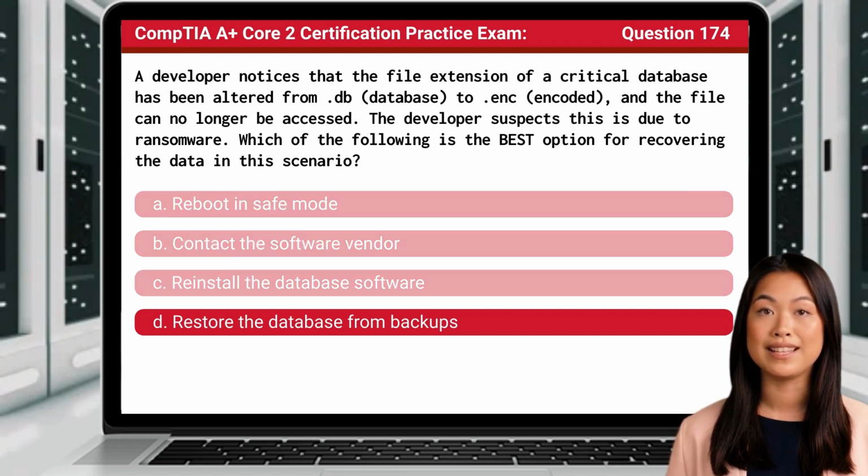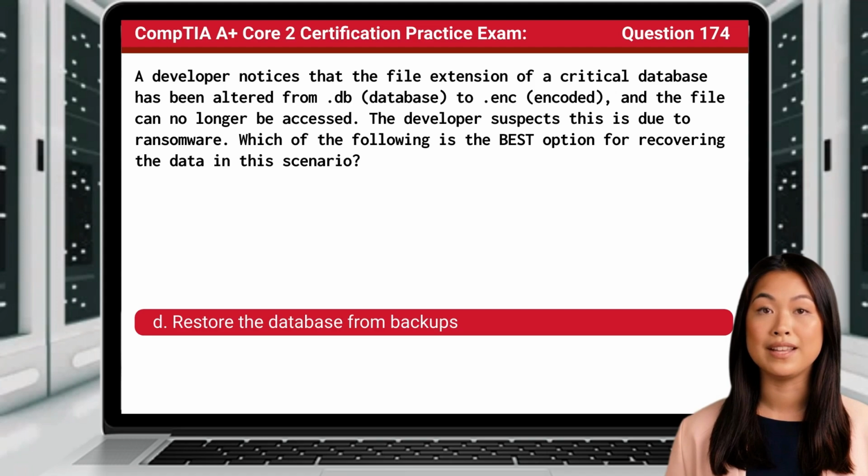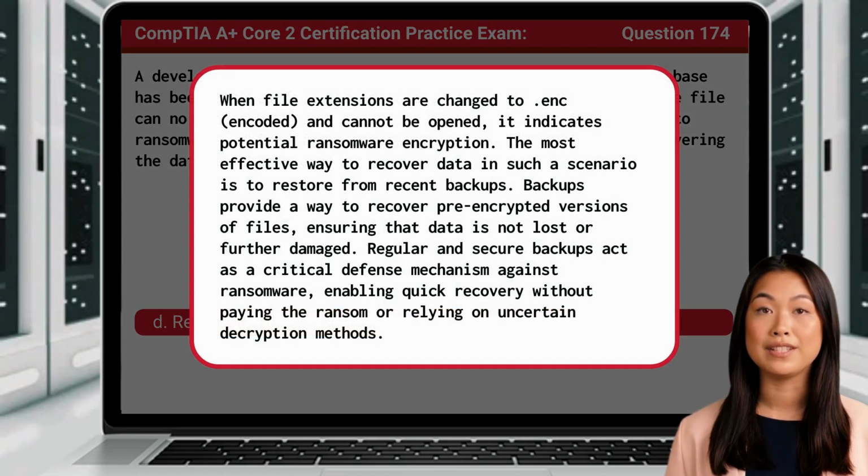The answer is D. Restore the database from backups. When file extensions are changed to .enc and cannot be opened, it indicates potential ransomware encryption. The most effective way to recover data in such a scenario is to restore from recent backups. Backups provide a way to recover pre-encrypted versions of files, ensuring that data is not lost or further damaged. Regular and secure backups act as a critical defense mechanism against ransomware, enabling quick recovery without paying the ransom or relying on uncertain decryption methods.